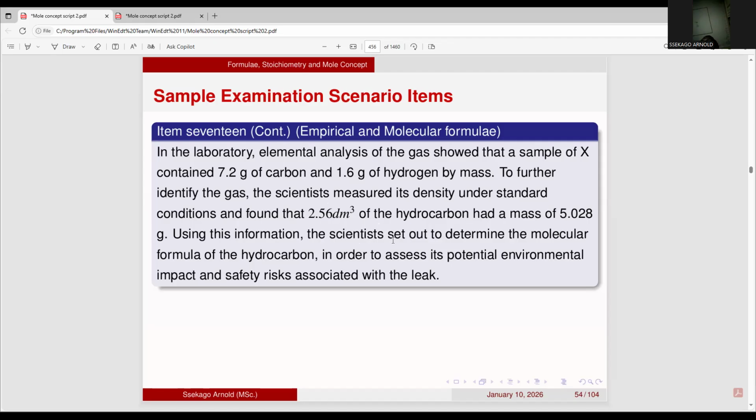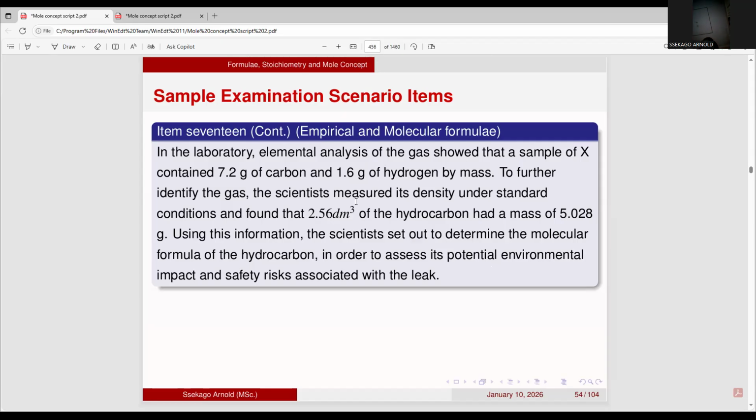Using this information, the scientists set out to determine the molecular formula of the hydrocarbon in order to assess its potential impact and safety risks associated with the leak. So we want the molecular formula of the hydrocarbon, item 17.